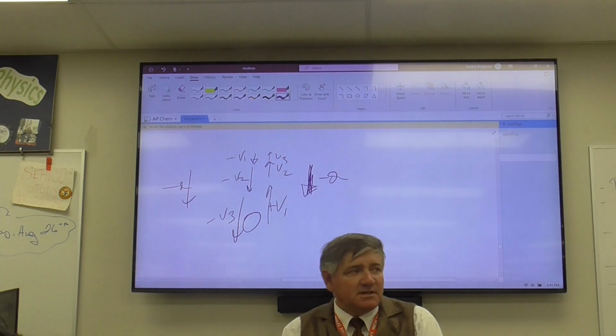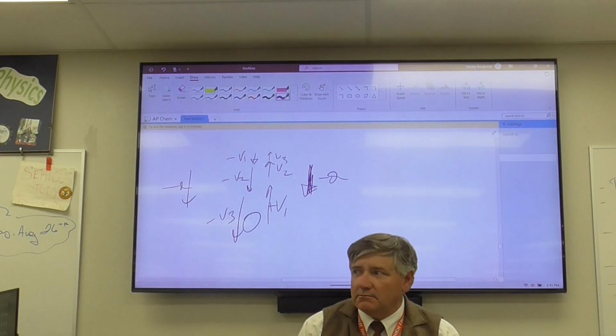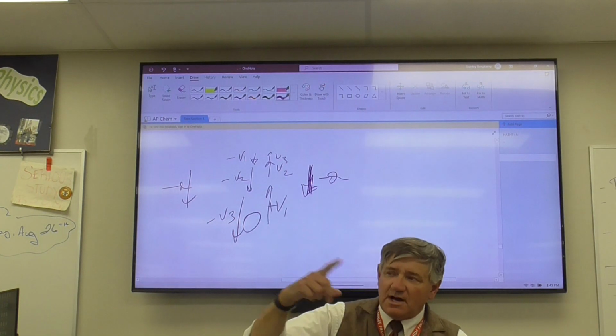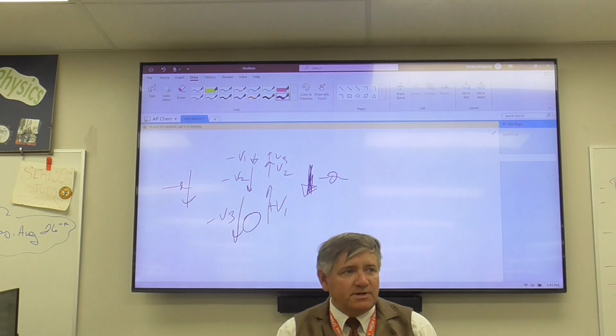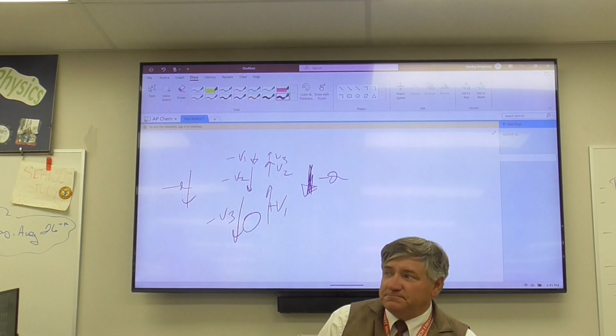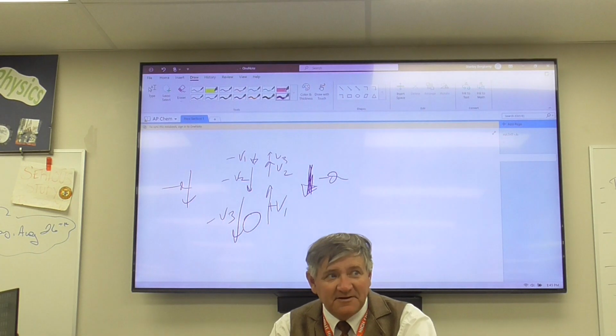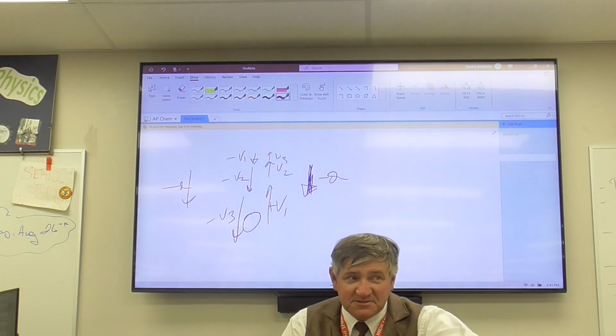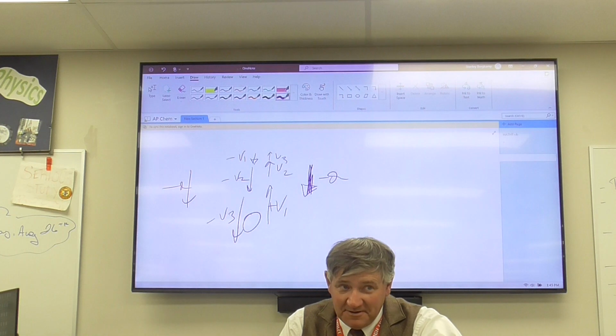Is it speeding up or slowing down? Slowing down. On the way down, you have negative velocity and you have negative acceleration. What are you doing? Speeding up. So here's the other absolute golden rule. Again, acceleration: your only two options are what? Speeding up or slowing down.